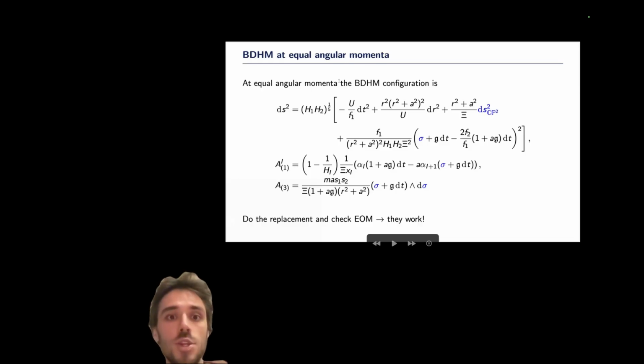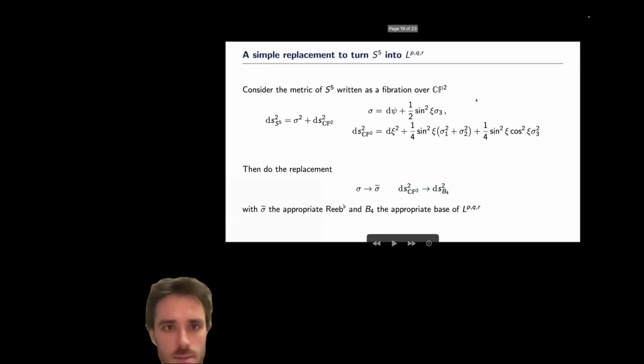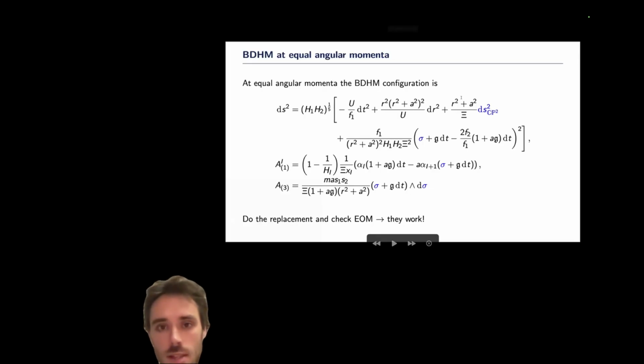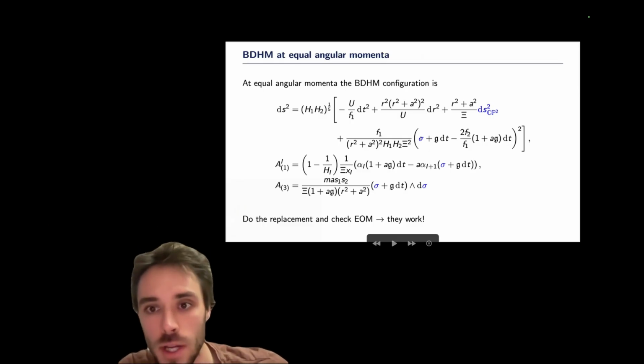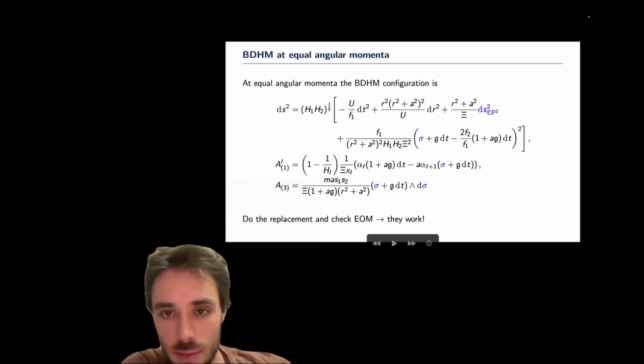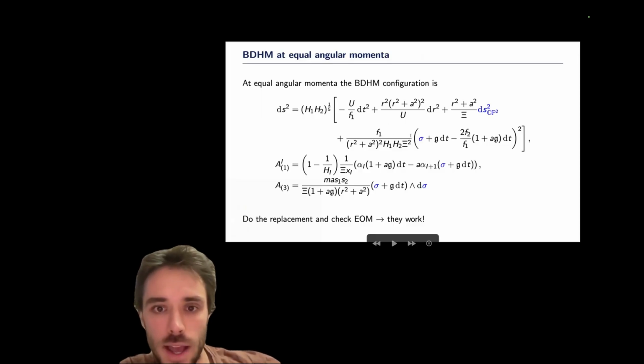So this equal rotation limit of the BDHM black hole looks like this, and I don't want you to read too much into what's going on here, except notice that here I have the CP2, and I have the sigma, the fiber over the CP2. Of course, the S5 is just this, but the black hole is not just this. That's the full non-supersymmetric geometry, which at infinity will become sigma squared CP2. If I take the radius at infinity, it will become exactly S1 times S5.